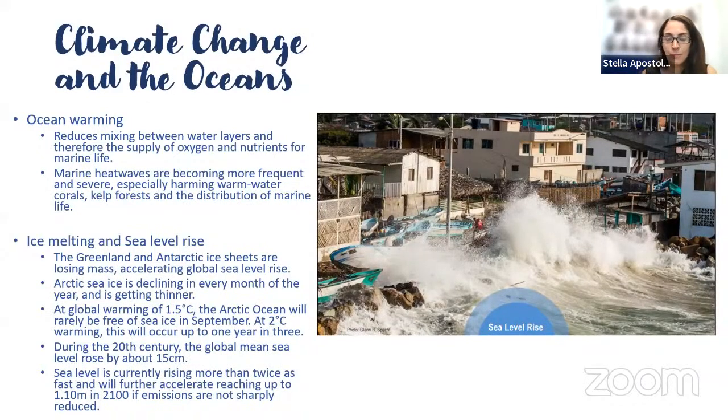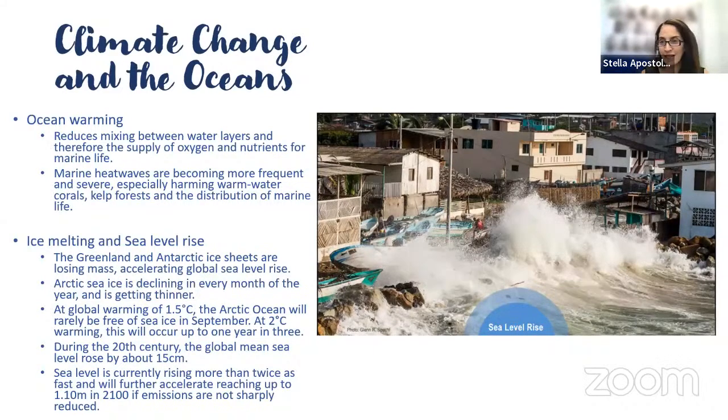And these changes in temperature particularly harm the more sensitive species, the indicator species like corals and kelp forests, and of course they affect the whole chain of life in the marine environments. The ice melting and sea level rise, which as we've said was identified by most of you as the biggest issue.